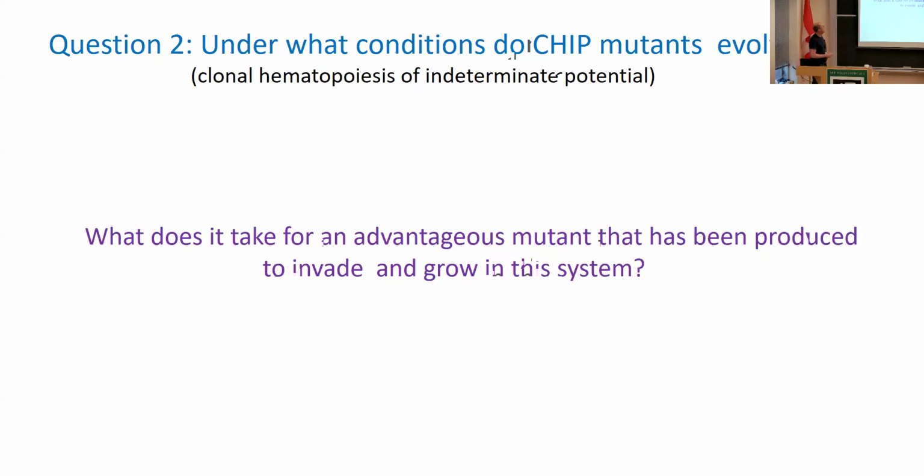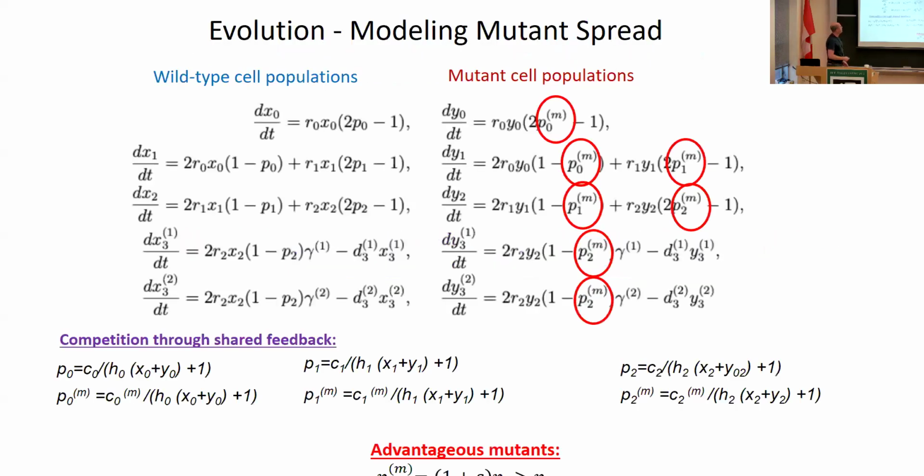So the next step that we did is we want to incorporate evolution into the system and look at mutations. And we come back to this question: what are the conditions for these CHIP mutants to evolve? In other words, a CHIP mutant is probably advantageous in evolutionary terms. What does it take for an advantageous mutant to evolve in this hierarchical system? So for that, we expand the model that we had so far to include mutants.